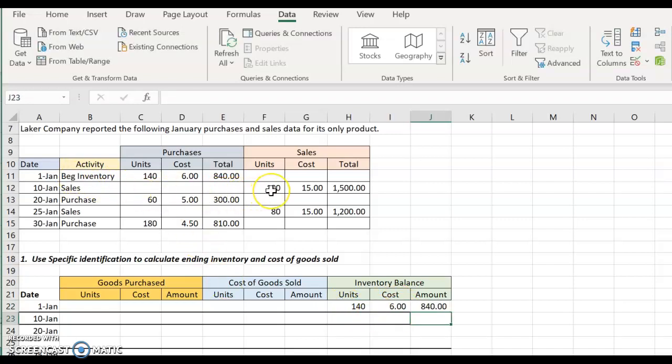On January 10th, we sold 100 units. Well, we don't even really need to look for more information on that to find out the specific units that were sold because we know we only have the one layer of goods. So I know that those 100 units came out of this $6 group. So I'll sell 100 of those. Cost is $6. Do my extension.